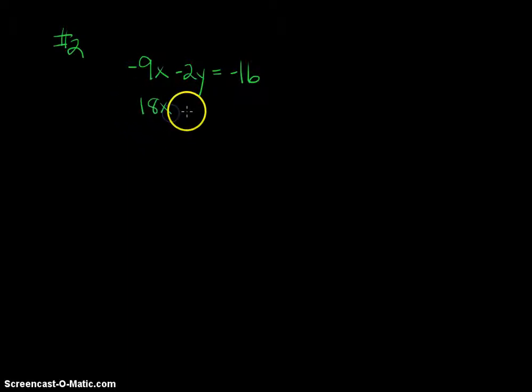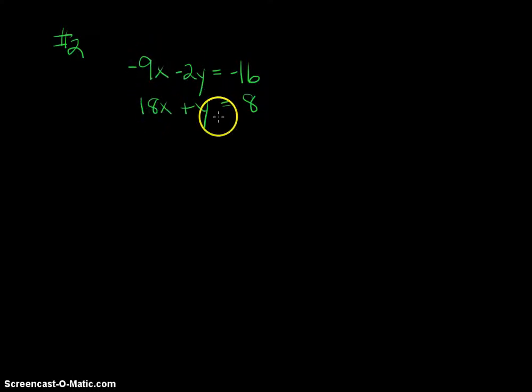Okay, guys, so here's number 2. We're going straight into it. We're going to be solving a system of linear equations using the elimination method. It's negative 9x minus 2y equals negative 16 and 18x plus y equals 8. Okay, so then we try to first decide which variable do we want to eliminate.